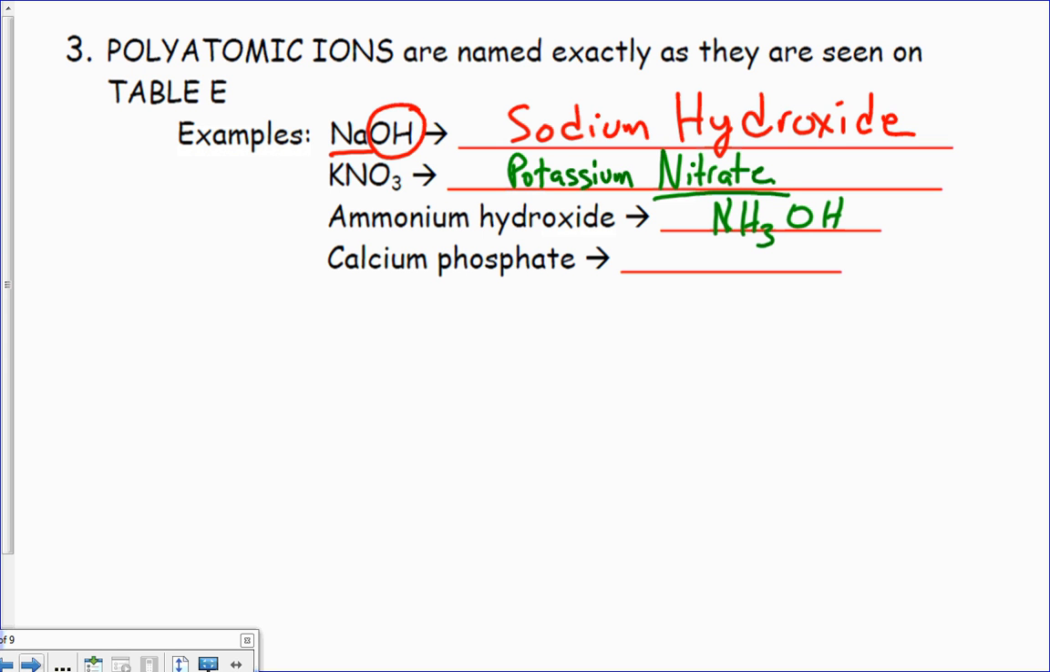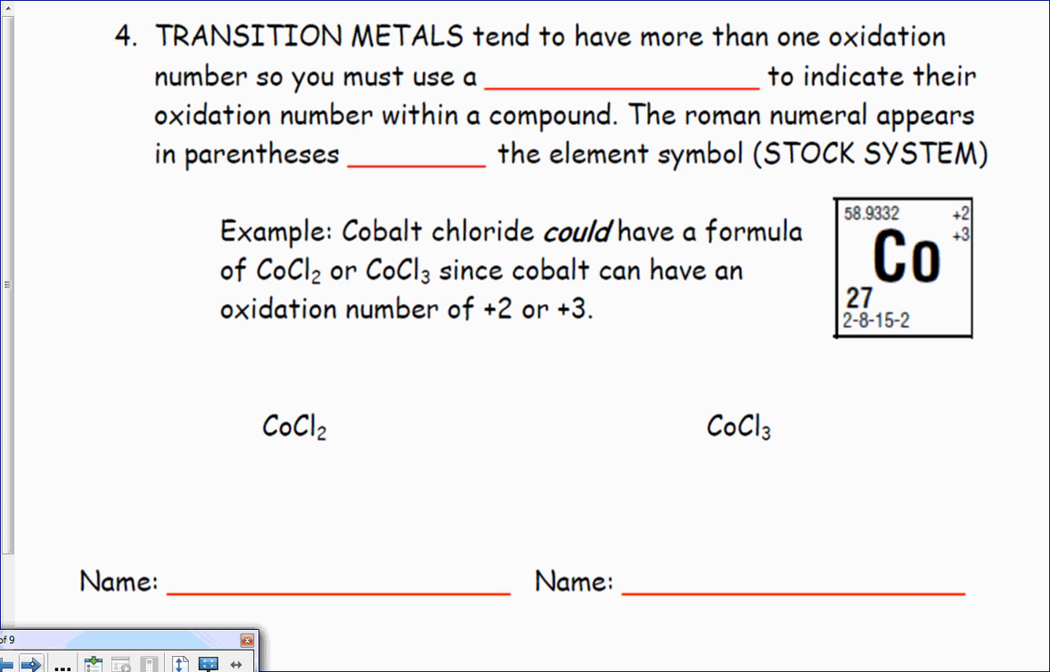Calcium phosphate. Phosphate is PO4. It's got a -3 charge. Calcium is Ca, and calcium has a +2 charge. So I'm going to crisscross down my charges and say I need Ca3PO4. I need 2 PO4s. So I'll put that whole thing right in parentheses. Okay, that's crisscrossing to build our molecules perfectly based on their name and their charges.